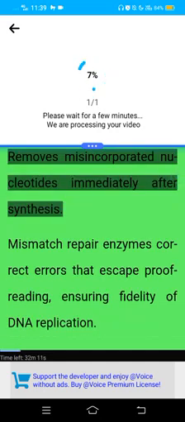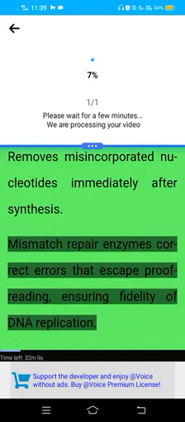Removes misincorporated nucleotides immediately after synthesis. Mismatch repair enzymes correct errors that escape proofreading, ensuring fidelity of DNA replication.